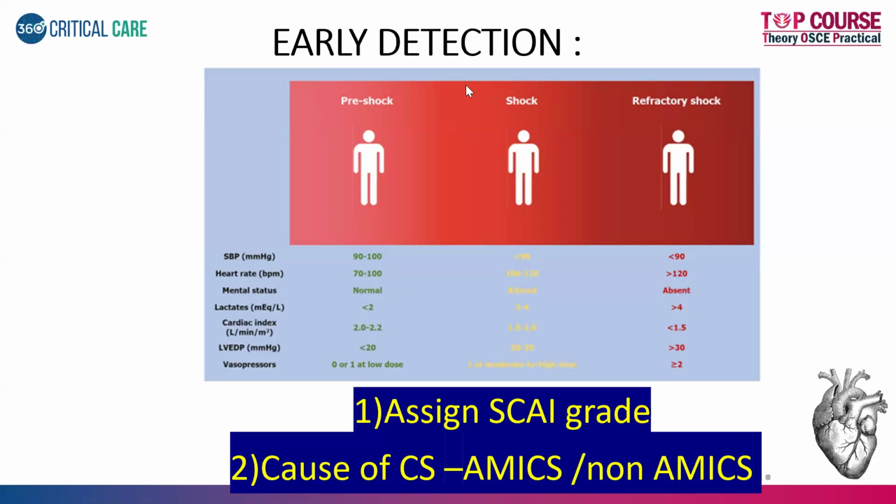When we see this patient, the parameters which we need to address are the systolic blood pressure, which is one of the definition parameters, the heart rate, the mentation, the lactates, cardiac index if you have a PA catheter in situ, along with the other parameters, and the use of vasopressors. Based on these parameters, we usually assign the patient to a shock stage or a refractory shock stage.